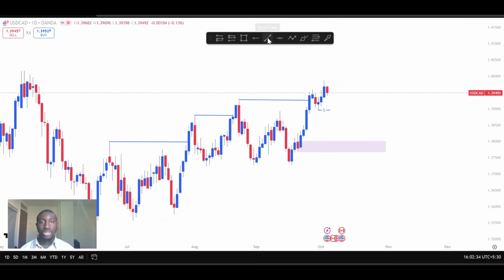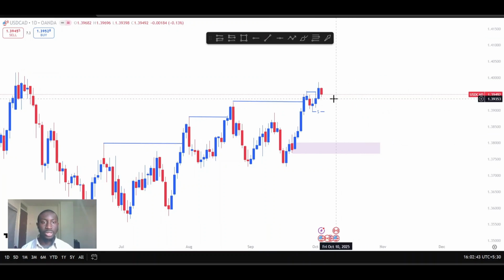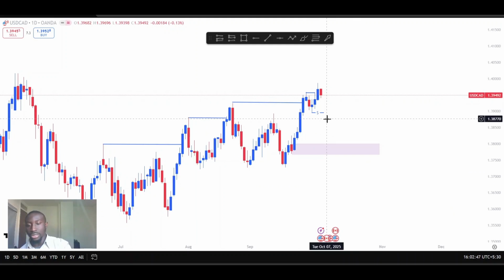So there was a small external break of structure from here. So here now turns liquidity. So we're going to expect price to shoot down all the way from this area before we're going to buy off again. But price cannot just keep falling like this. I'm not sure.